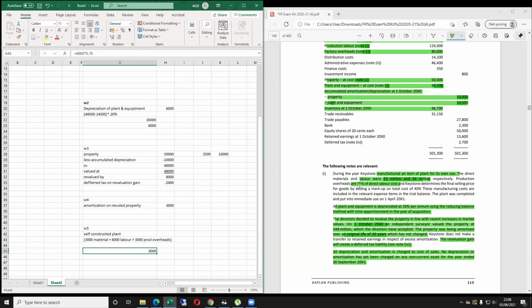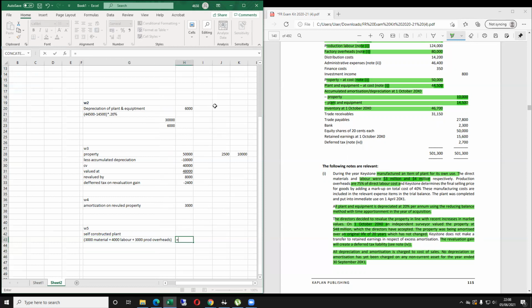Okay, 75% of the direct labor cost. So it means the total value of your plant is 3000 plus 3000 plus 4000, so it's about 10,000, this is million. Your 10 million.